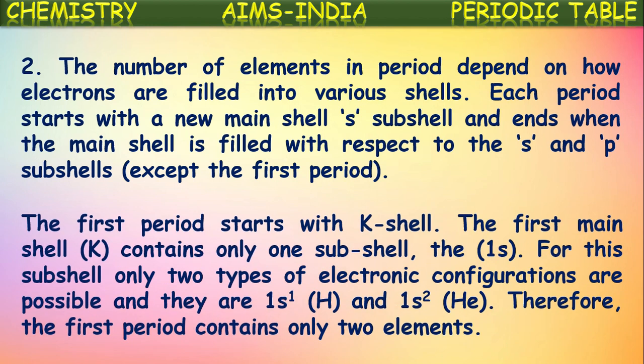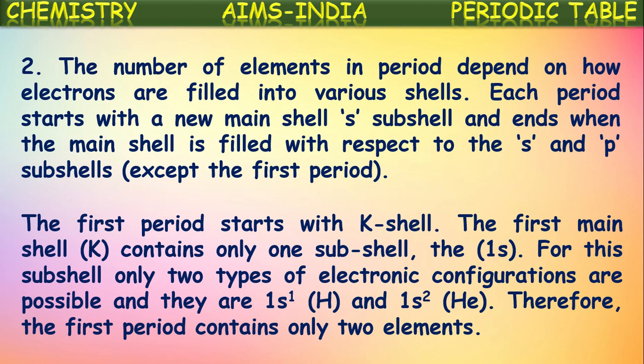The first period starts with the K shell, isn't it? The first main shell, that is K shell, contains only one subshell, that is 1s. For this subshell, only two types of electronic configurations are possible. They are 1s1 and 1s2. Therefore, the first period contains only two elements. See, we got the answer here. Why only two elements are there in the first period? Because the elements with only one shell are two elements only. They are hydrogen and helium.